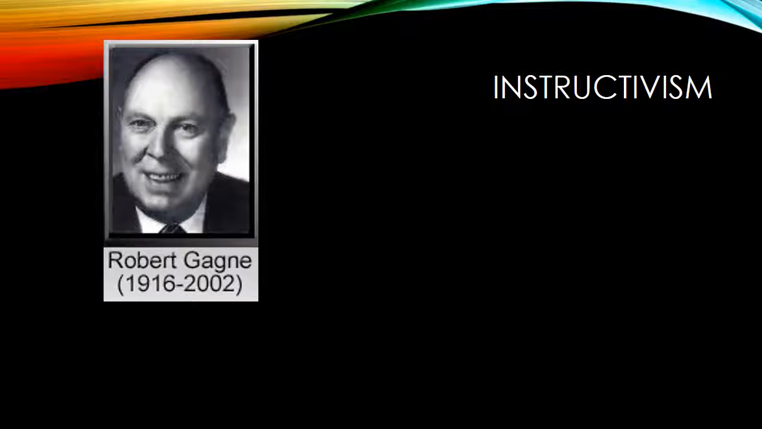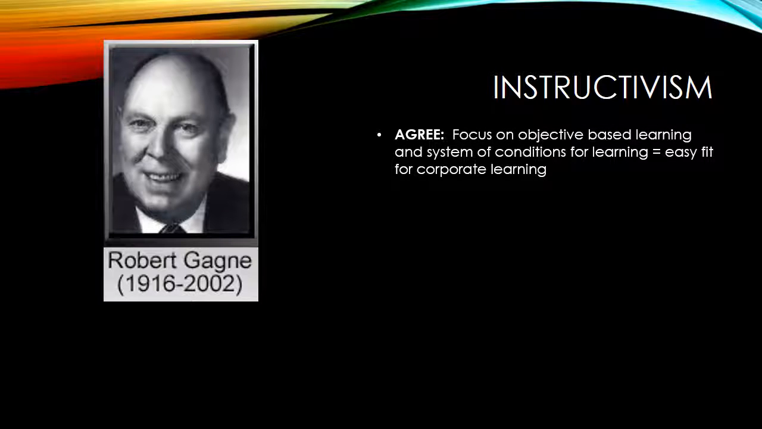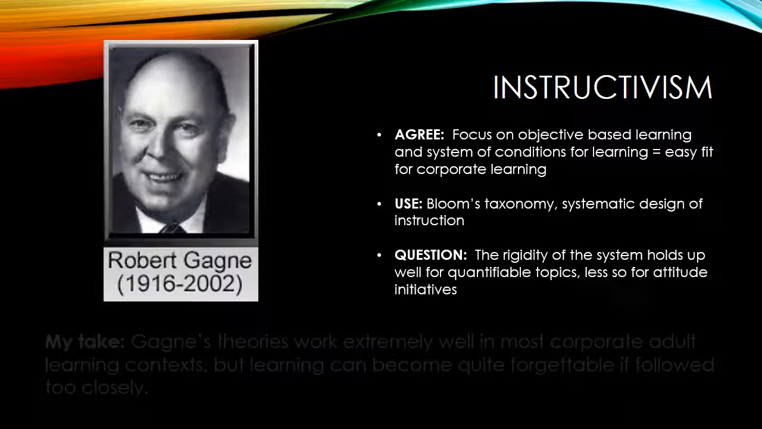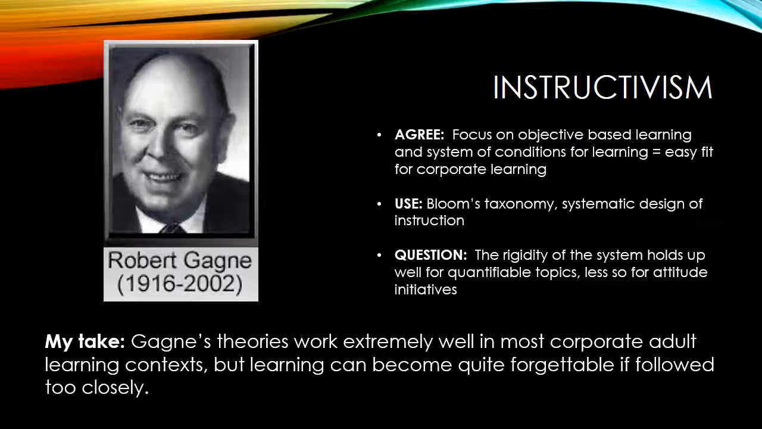All right, instructivism, as seen through the eyes of Robert Gagne. So the focus on objective-based learning and systems of conditions for learning is an easy fit for corporate learning, and where I live. So Bloom's taxonomy and the systemic design of instruction all work well. I just think the rigidity of the system holds up well for quantifiable topics, but it's a little less so for attitude and initiative type stuff. So I think his theories work extremely well in the corporate adult learning context, but learning can become quite forgettable if it's followed too closely.